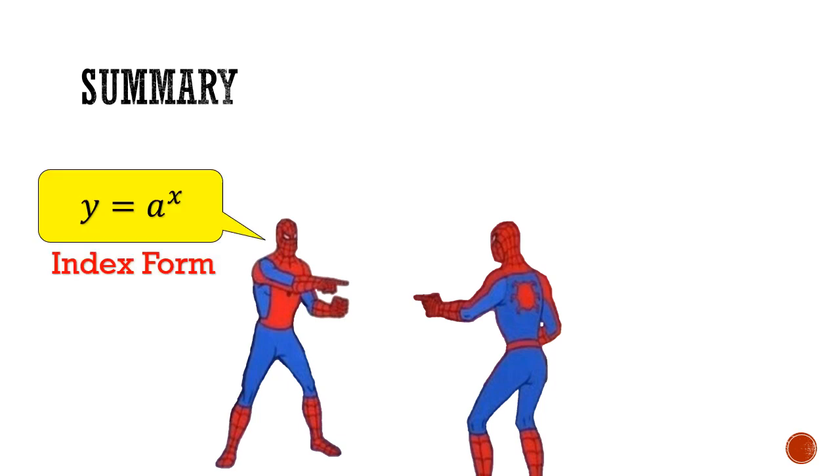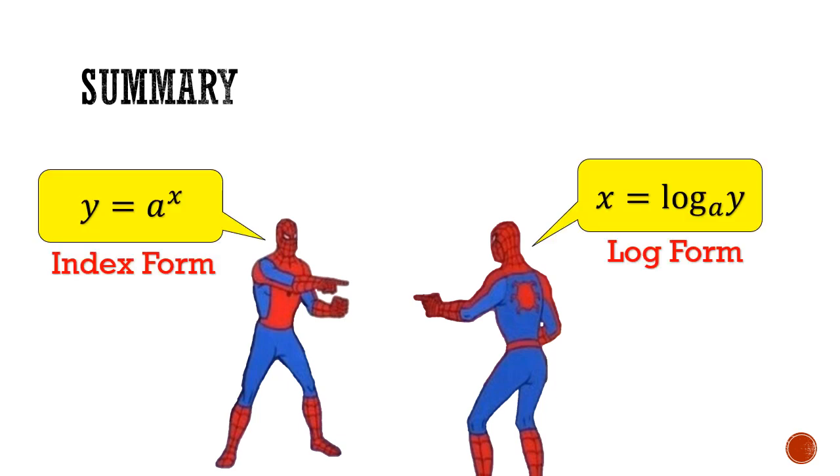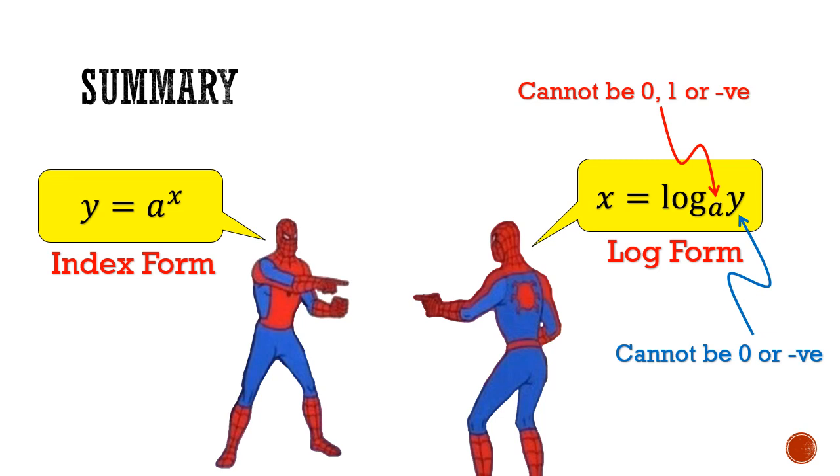So in summary, we have learned about the index form and how they are the same as the log form. It's just that the subject changes, but the base remains the same. An important note that we have learned is that the base cannot be 0, 1, or negative, and we cannot take log of 0 or negative numbers.